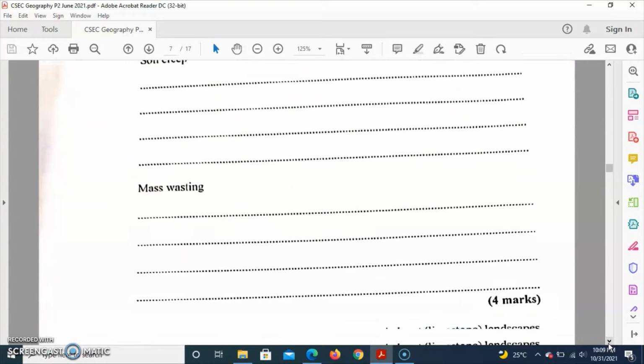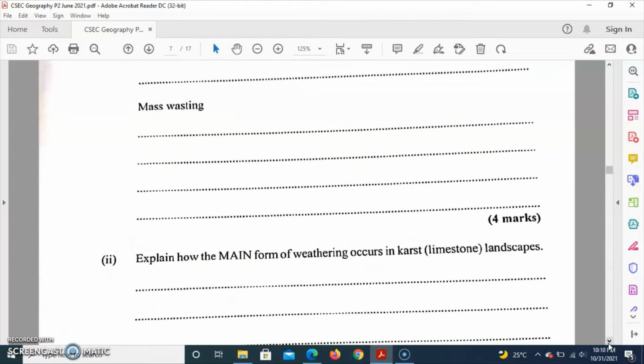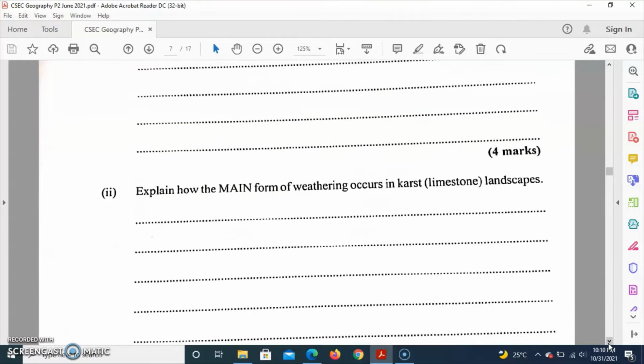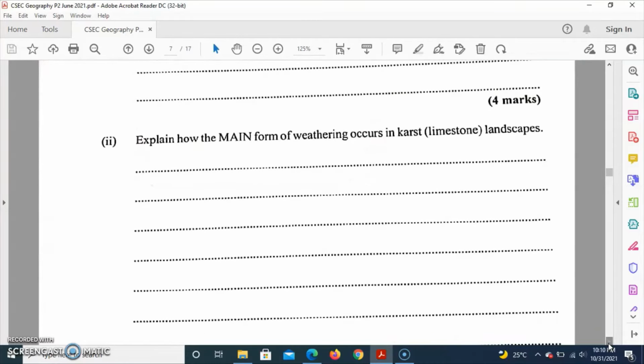Now, mass wasting is the movement of weathered rock debris or soil down a slope due to the influence of gravity. You would have been awarded 4 marks for your response.